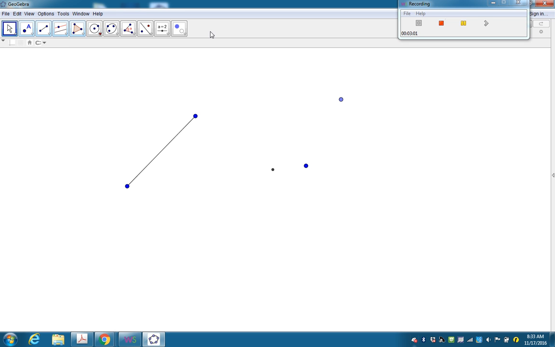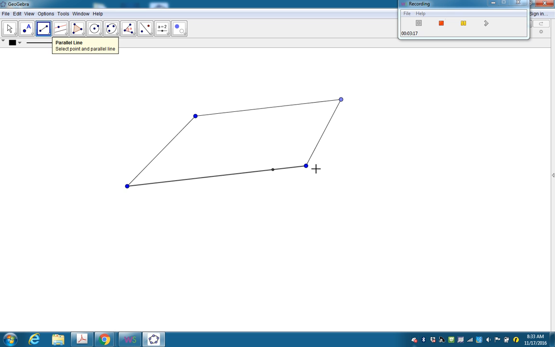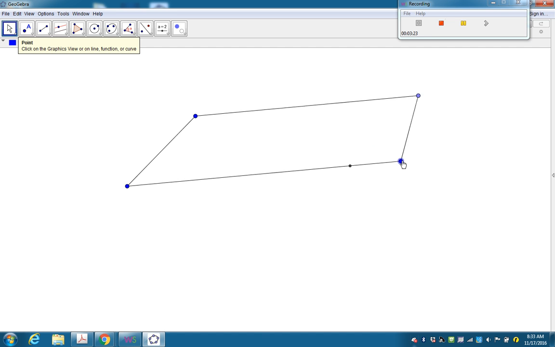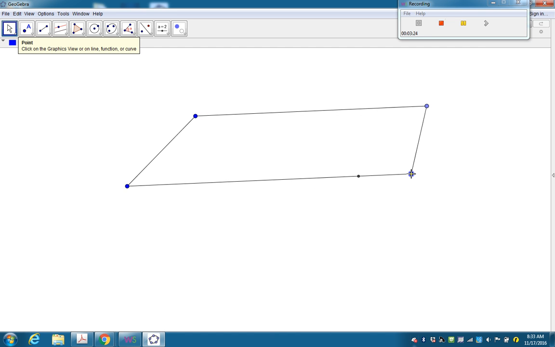Now I'm going to connect those remaining points with my segment tool. So I'm going to connect this to here, okay? And this to here, and this to here. Okay, not to this point, because that's just a point on the line. And then if you click off this thing that you just created, what happened?